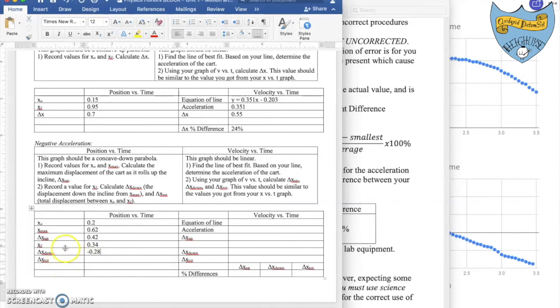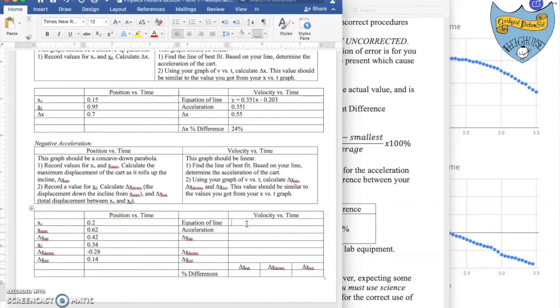X total would be the difference between X final and X initial. So 0.34 minus 0.2, that's 0.14. Now, if that was too fast for you, you can pause, take a moment, see if you can figure out how the numbers there are related to each other, or pause and scoot back a couple of seconds, have me explain it to you again.